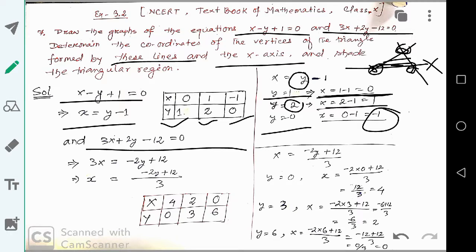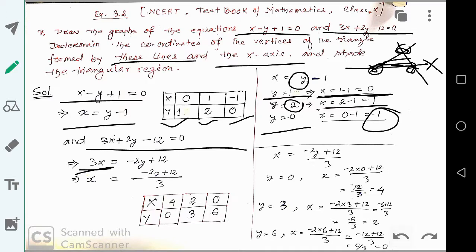Similarly, take the next equation. I have transferred these two terms to the other side in order to simplify it. Then I have got minus 2y plus 12. Here it is plus 2y, on the other side it will be minus 2y, and minus 12 on the other side becomes plus 12. Now you see, 3 into x, this is 3x, so the 3 goes to the other side, and this is divided by 3.